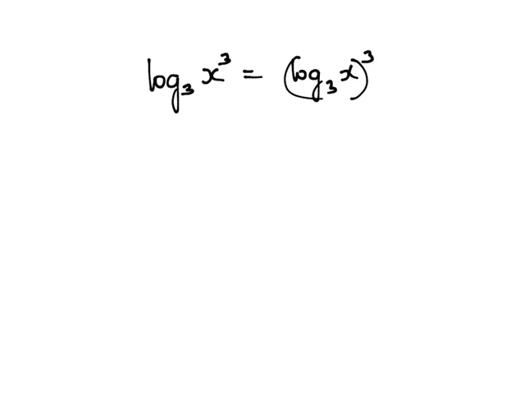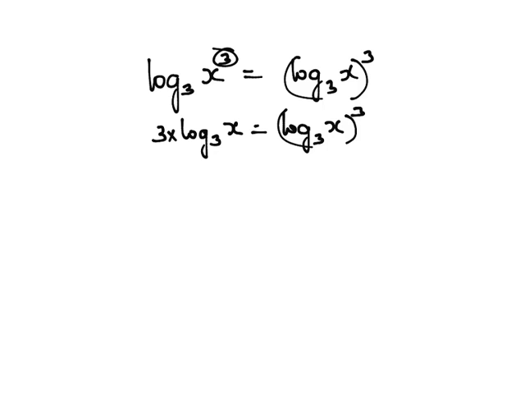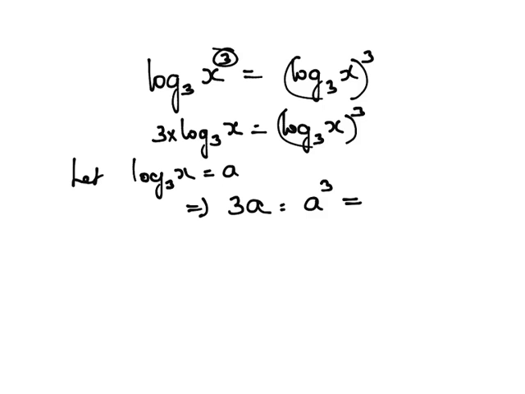Okay, let us solve this. So I can bring this 3 in front, so it will become 3 times log x to the base 3 equal to log x to the base 3 the whole cube. Right? So I will replace log x to the base 3 with some a. So this will become 3a equal to a cubed, which implies a cubed minus 3a equal to 0.